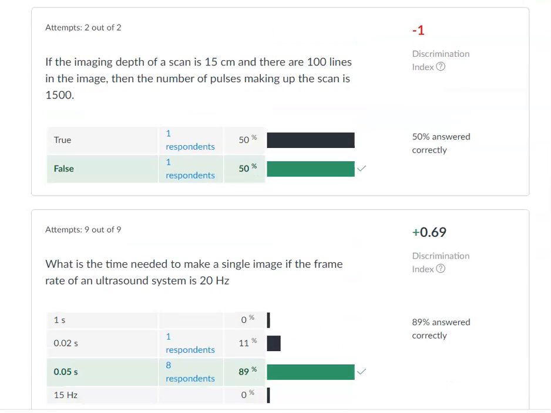Next one, true false. If imaging depth of a scan is 15 centimeters and there are 100 lines in the image, then the number of pulses making up the scan is 1500, and that is false. The number of pulses is 100. You need one for each scan line. So 50-50 on this. Somebody got it right, somebody got it wrong.